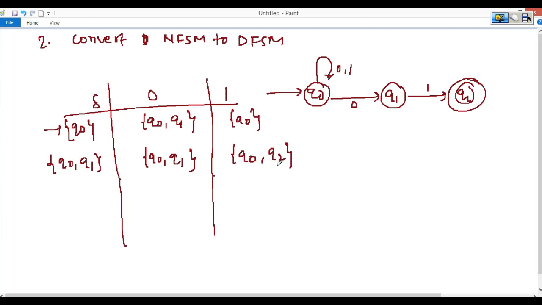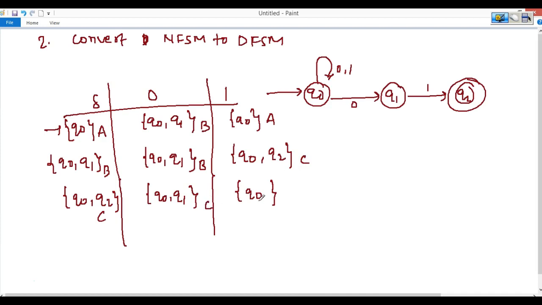Any new state comes? Yes, this is a new state, so I should write it here, Q0 and Q2. Q0 to 0 is Q0 and Q1, and Q2 to 0 is nothing, so this much will be there. Q0 to 1 is Q0, and Q2 to 1 is nothing, so this much. Any new state comes? No. This Q0 and Q1 is already there, and Q0 also is there, so there are no new states. So we'll just rename them A, B, and C.